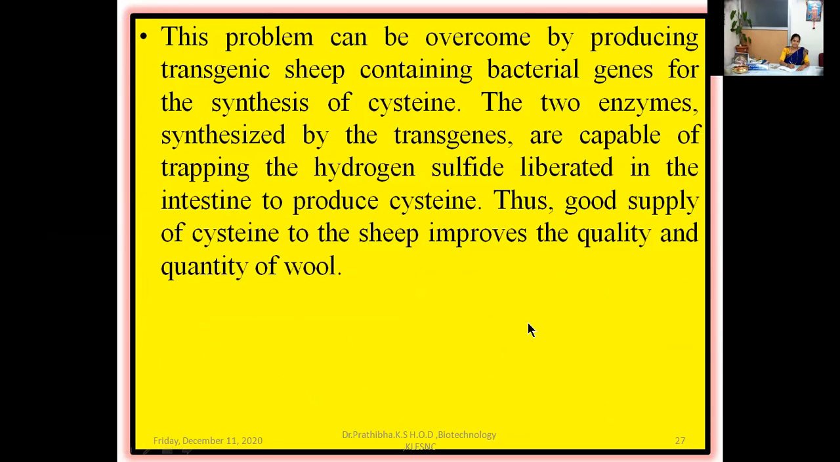Okay, the two enzymes synthesized by the transgenes are capable of trapping the hydrogen sulfide liberated in the intestine to produce cysteine. Thus, a good supply of cysteine to sheep improves the quality and quantity of wool.